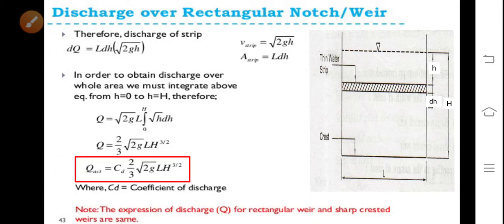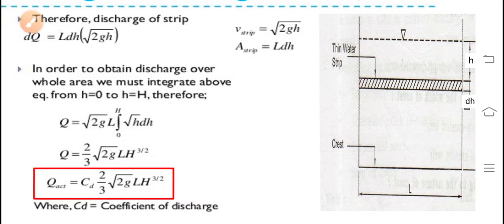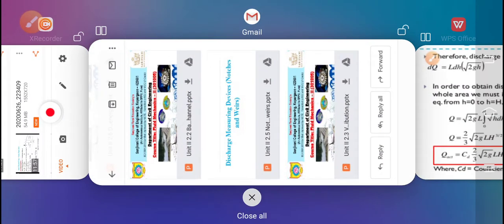Now, how to measure the discharge over a rectangular notch or a weir? Let us consider a rectangular notch or a weir.